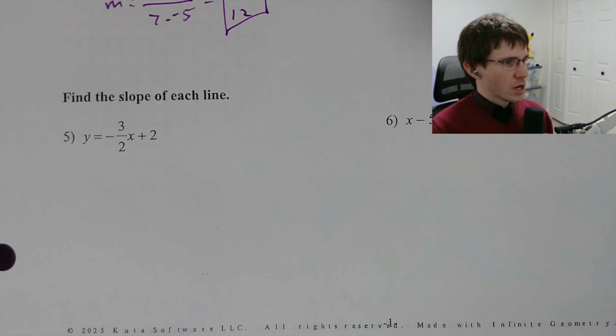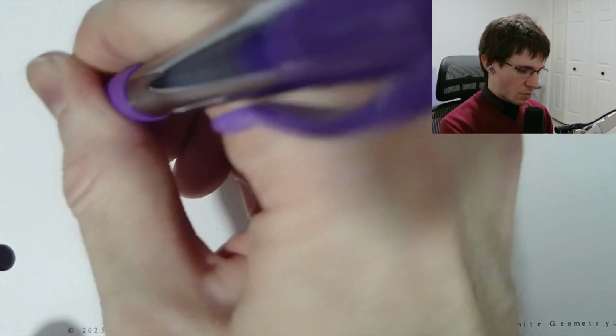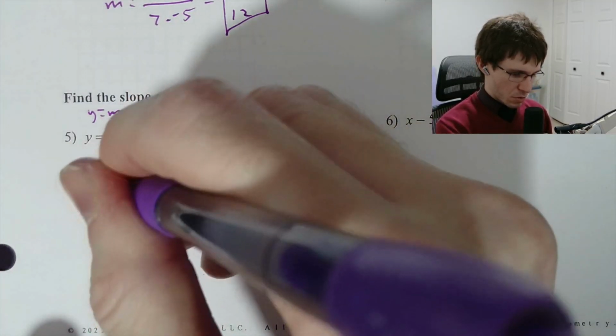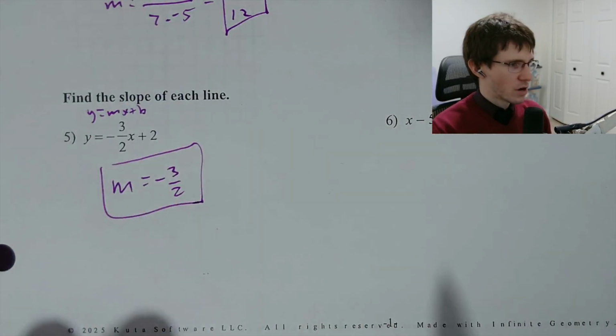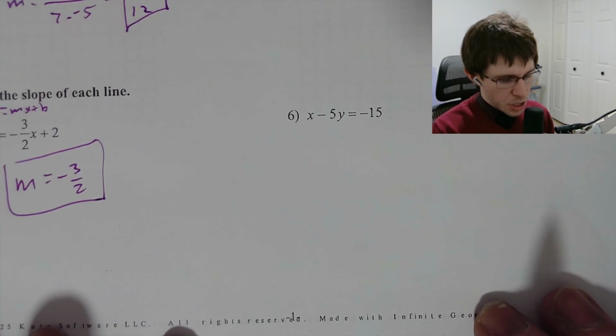So over here, find the slope of each line. These are in y equals mx plus b format, and m is equal to slope. So this one is an instant answer, no thinking involved. It's just that number in front of x, and you move on to the next question. This one over here is in what is called standard form.